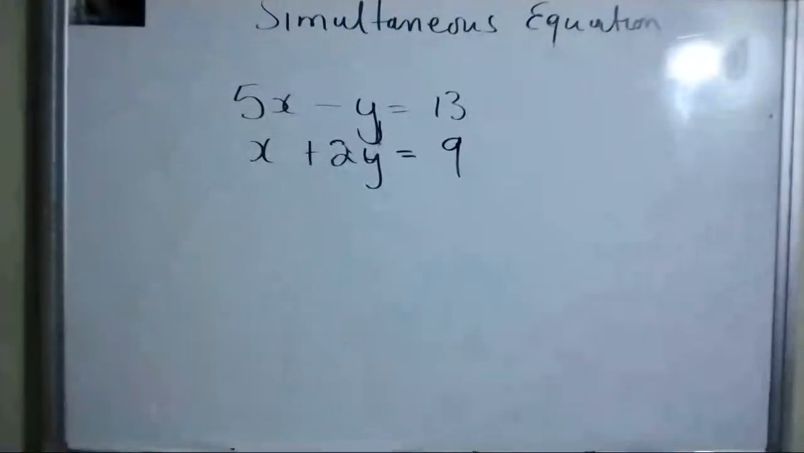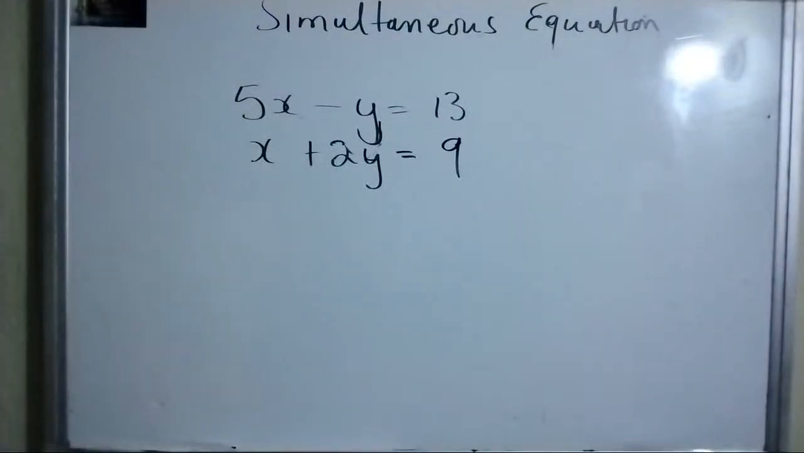Alright, solve that one. 5x minus y is equal to 13, then x plus 2y is equal to 9. What is the value of x and what is the value of y?